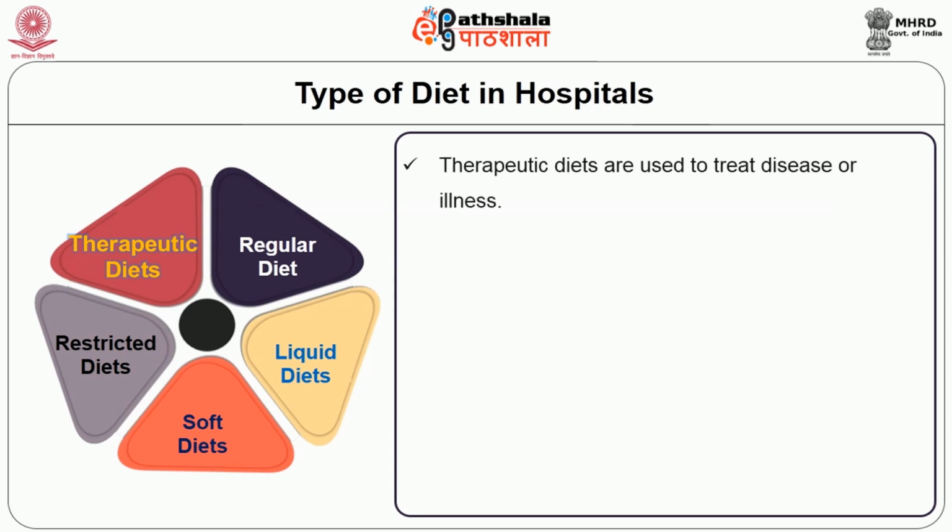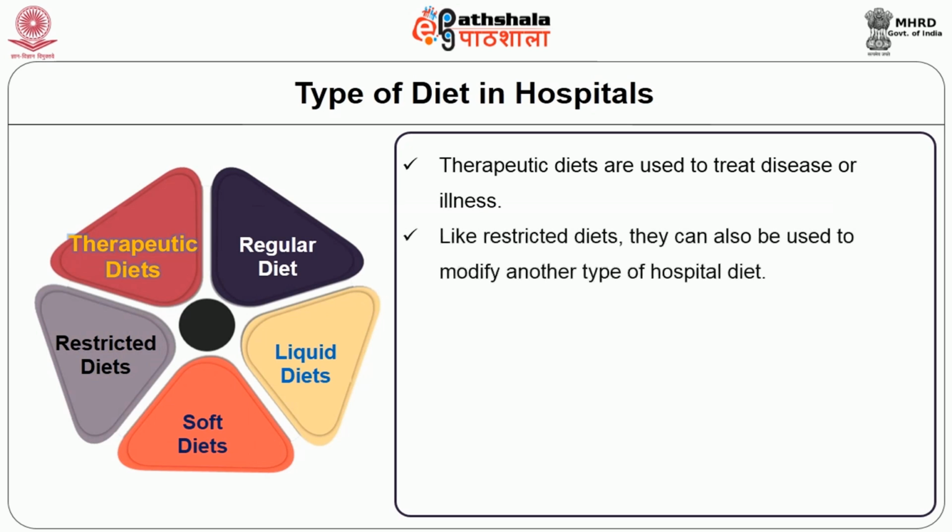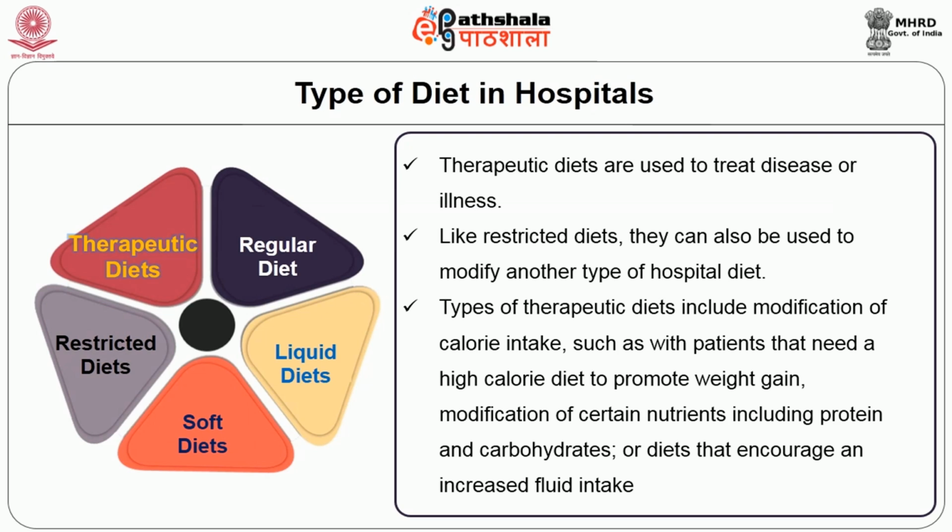Now, the therapeutic diets are used to treat diseases or illness. Like restricted diets, they can also be used to modify another type of hospital diet. The types of therapeutic diets include modifications in nutrients, modifications in calories, modifications in certain nutrients such as proteins and carbohydrates, or diets that can increase the fluid intake, and so on. Generally, these diets are divided into four: the clear fluid diets, full fluid diets, soft diets and normal diets.